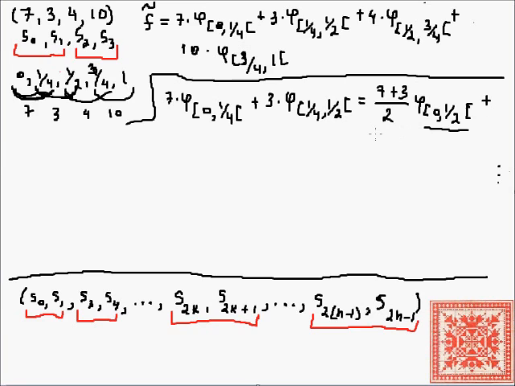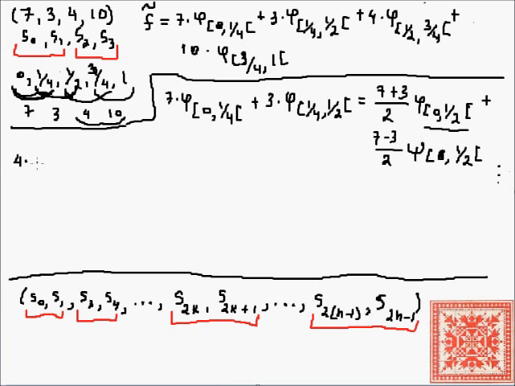And plus, so this is 5 times phi from 0 to 1/2, and then the wavelet is 7 minus 3 over 2 times psi from 0 to 1 over 2. So that gives us 2, the coefficient of the wavelet.